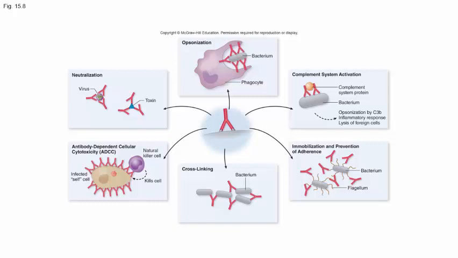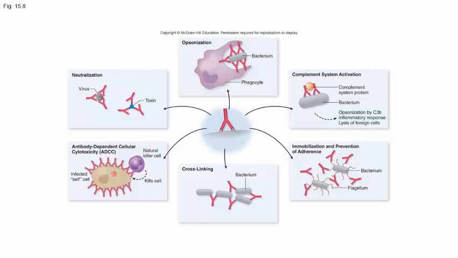Also, complement system activation. Antigen-antibody complexes will trigger the classic pathway of complement system activation, which we talked about in the last chapter. This process leads to the production of opsonin C3b, inflammatory response, and the formation of membrane attack complexes. Those are going to punch holes in this microbe cell membrane.